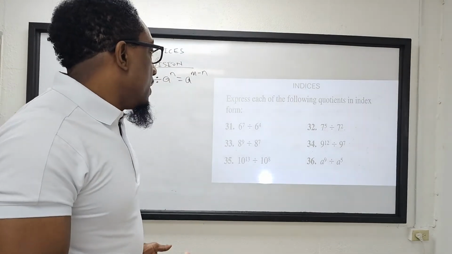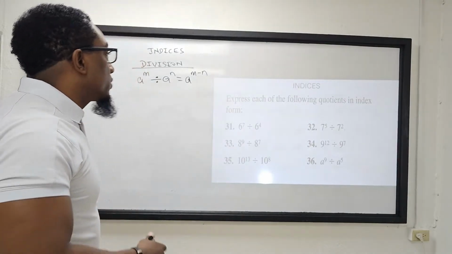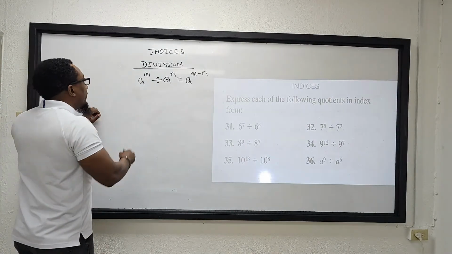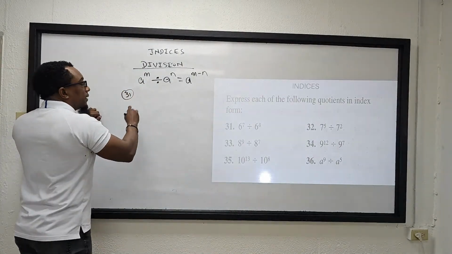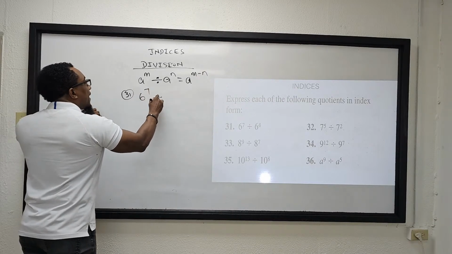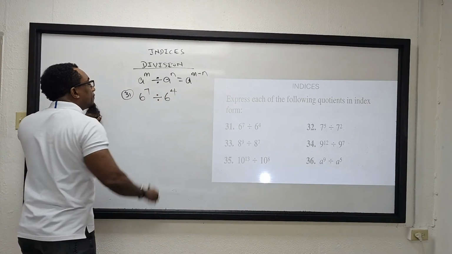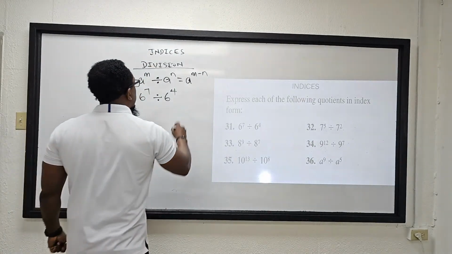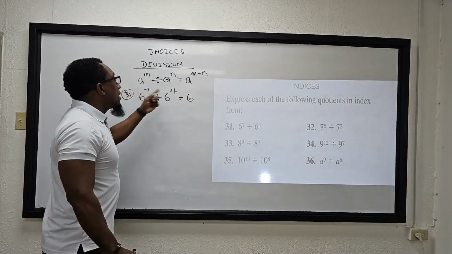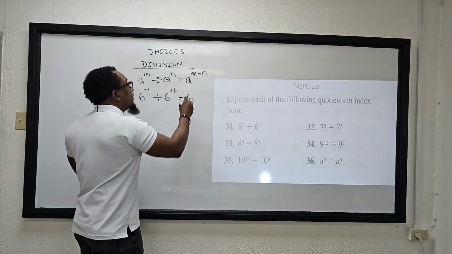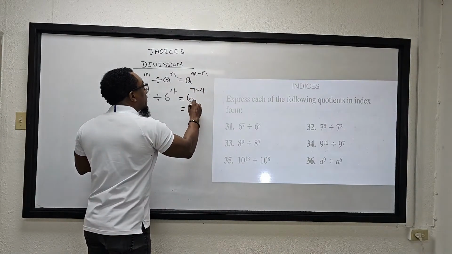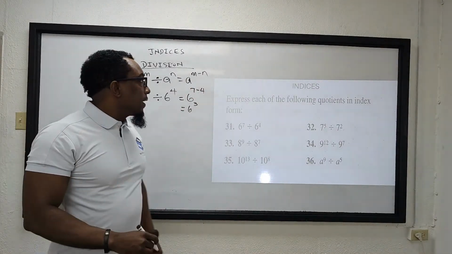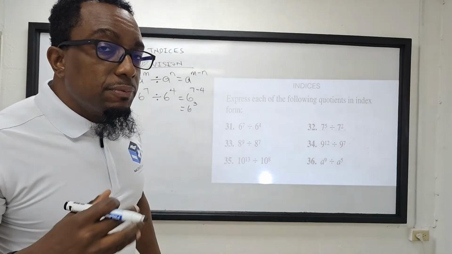So we have, and I'll just do 2. Let's go with 31. This is 6 to the power of 7 divided by 6 to the power of 4. We have the same base, so I maintain my base 6. And I subtract the power, so it's going to be 7 subtract 4, which will be 6 to the power of 3. Alright, and we're leaving the answer in index form.